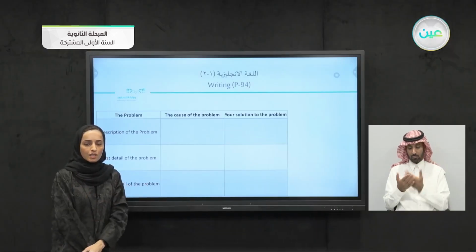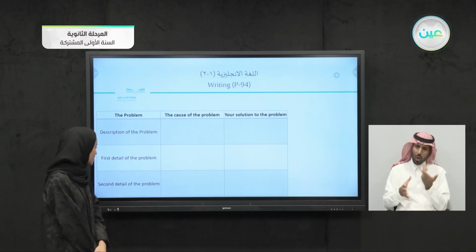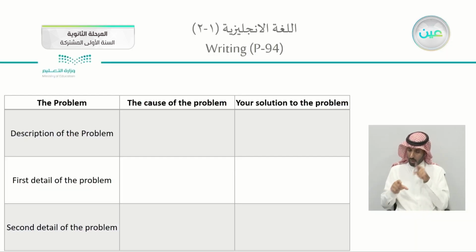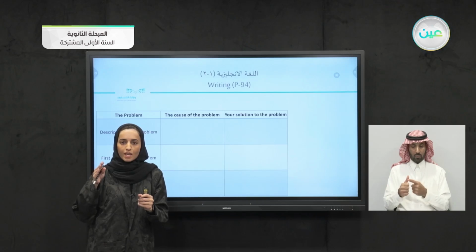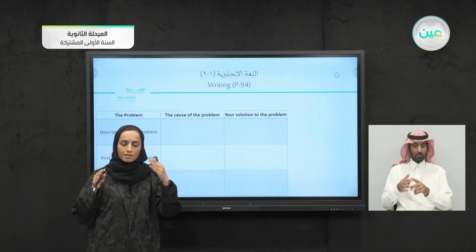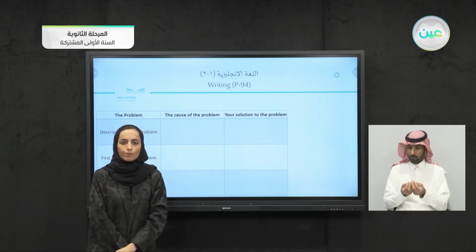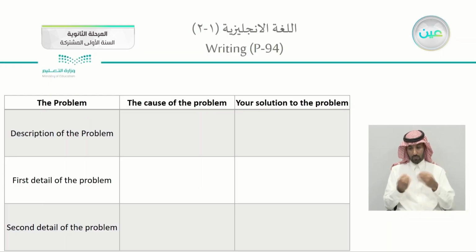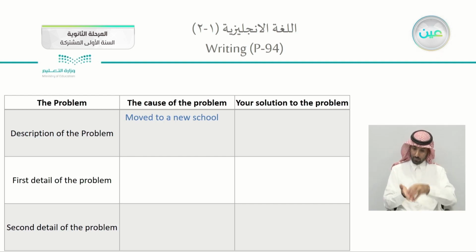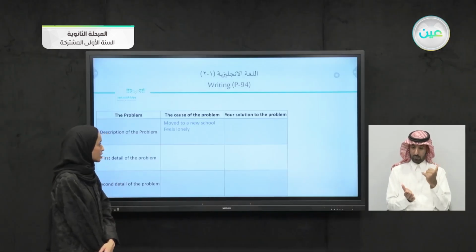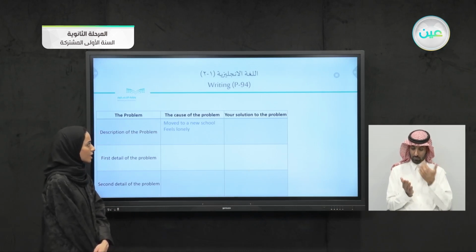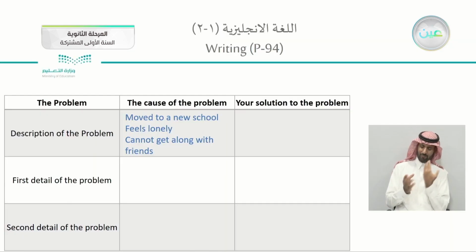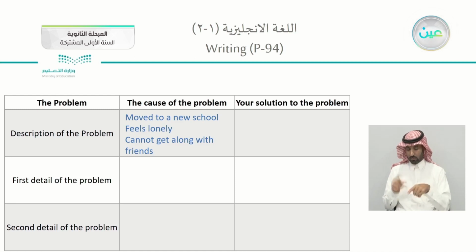Then we're going to come up with a description of the general problem. He can't get along with friends. Then we will break it down into two. First problem, can't find friends, can't maybe join the football team. Okay, let's get it here together. The cause of the problem, because he moved to a new school. This is why. And also because he feels lonely, he can't get along with others and can't get along with friends. These are why he is not feeling so good.